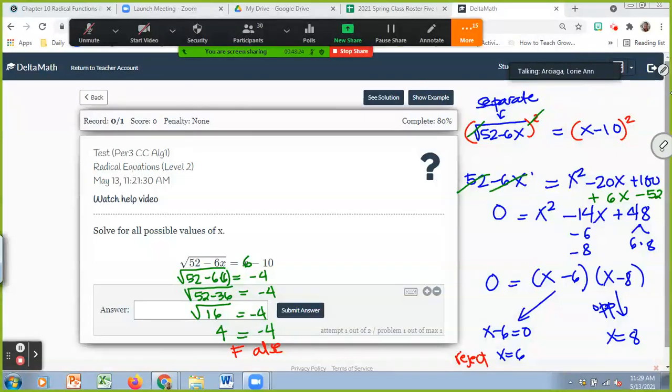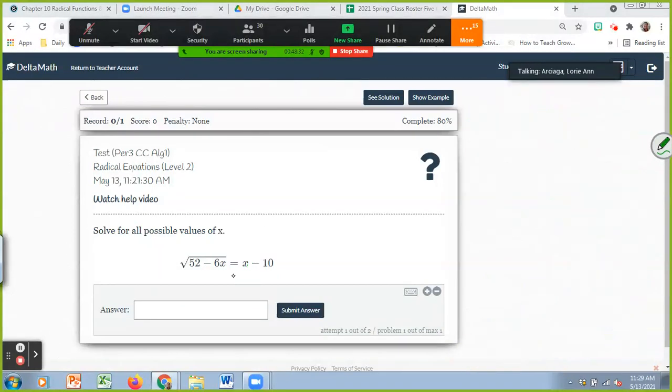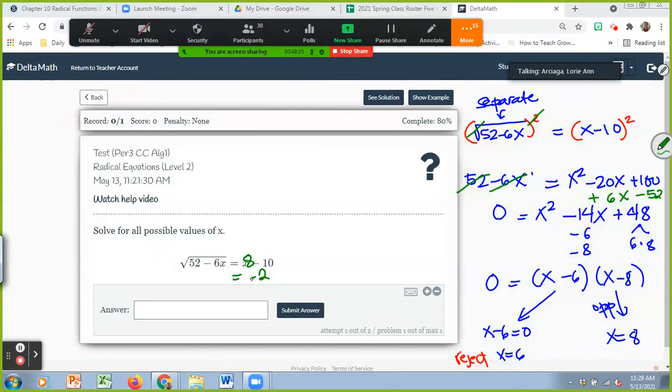Okay. So let's try the other one. Let's try 8. So 8 minus 10 is negative 2. Is that possible? Well, let's try to match them. 52 minus 6 times 8. How much is that? 52 minus 48. And that's the square root of 4 again. Is that equal? No. That's another false. So we're going to reject this guy again. So then what happened? We rejected both.